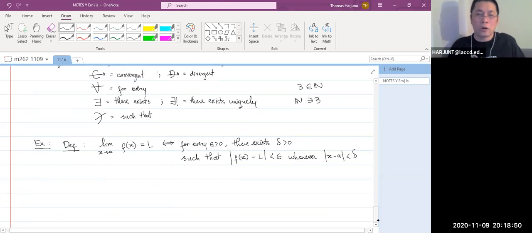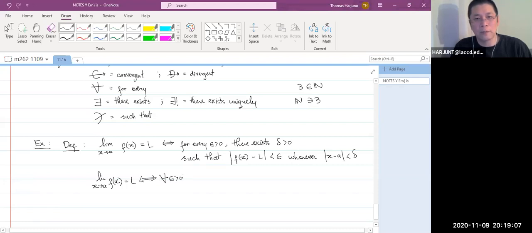Now let's use our notation. Are you ready? The limit as x approaches a of f(x) equals L if and only if for every epsilon positive there exists delta positive such that whenever the distance of x from a is less than delta, we will get the distance from the function f(x) from L less than epsilon.